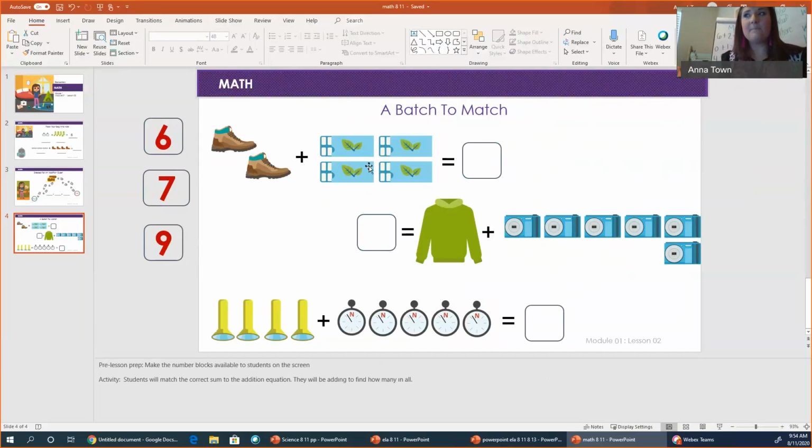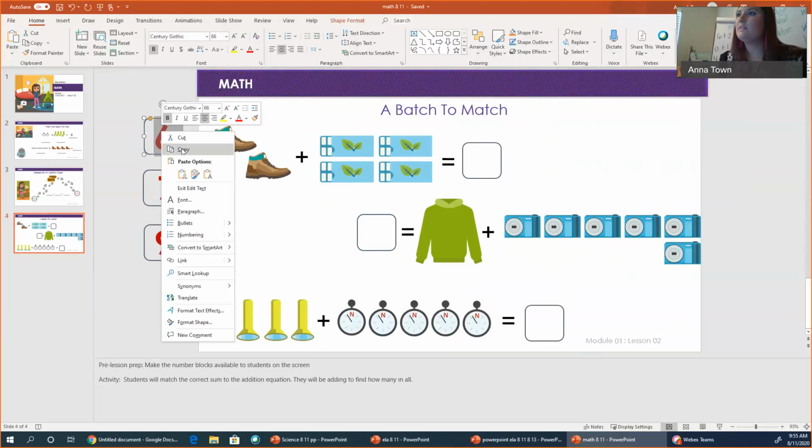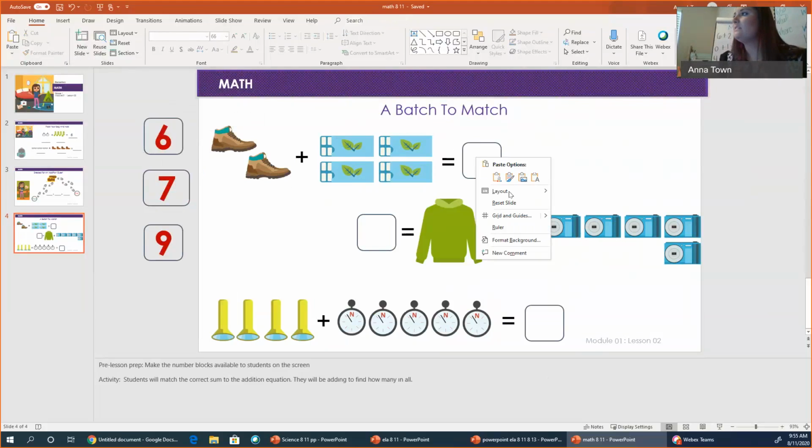Let's find the sum. How we do that again is, remember, counting both groups. So we're going to count the boots and the ice trays together. 1, 2, 3, 4, 5, 6. 6 is our sum. So I'm going to copy this and paste it here and see if this works.